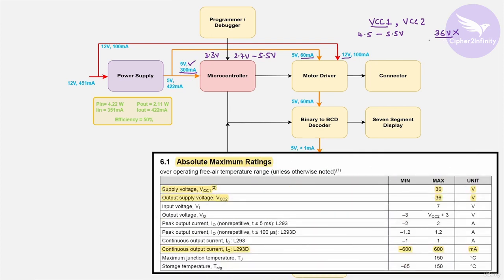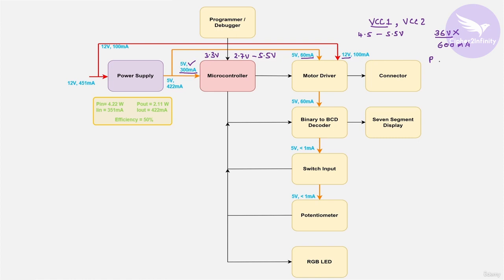And again, if you check the datasheet, you will find that this particular pin can drain a maximum current of 600 milliamperes. So we can drain a maximum current of 600 milliampere from this particular pin at 36 volt. If we do the power calculation, power is equal to voltage into current, that gives us 21.6 watt. Okay, that's the maximum amount of power that we can drain from this particular pin.